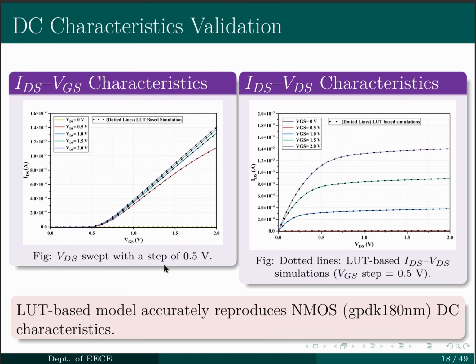Now, the result of the simulation: the dotted line shows the test device coming from the LUT. The solid line shows the test device without LUT. Both show close mapping, in the input characteristics and also in the output characteristics.